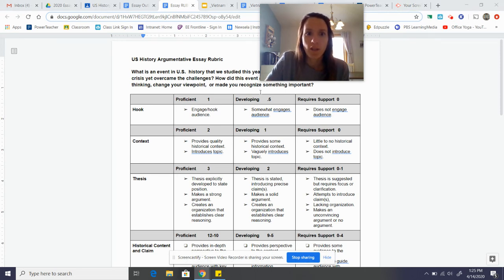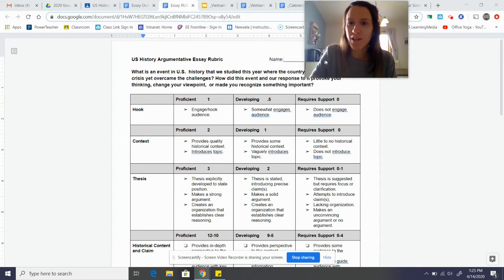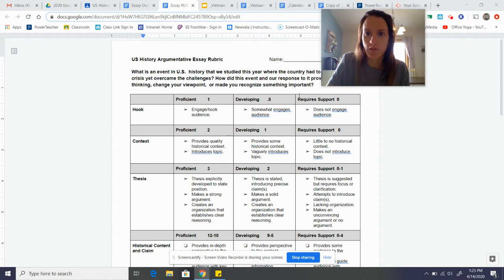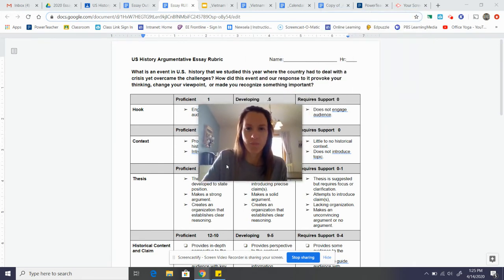All right, folks, I would like to go through our argumentative essay writing rubric together and make sure everyone's on the same page so you know what to expect when we go through and actually start assessing your essays. So again, our prompt: what is an event in US history that we have studied this year where the country had to deal with a crisis yet overcame those challenges?